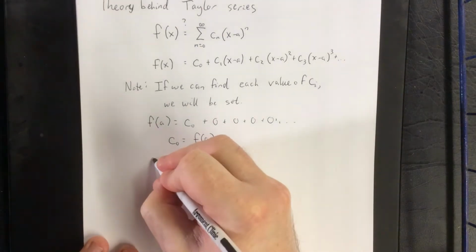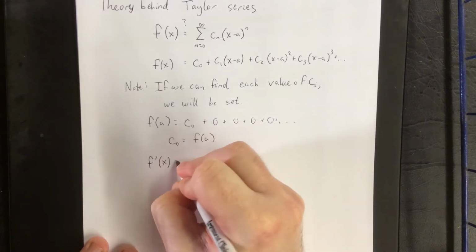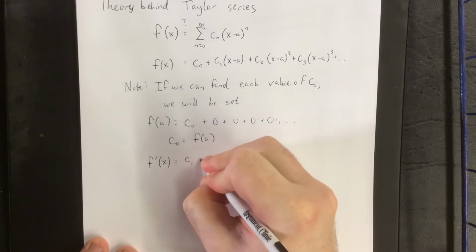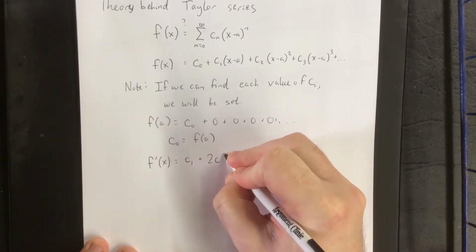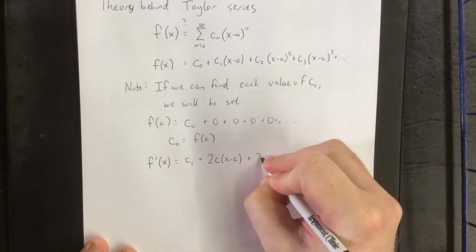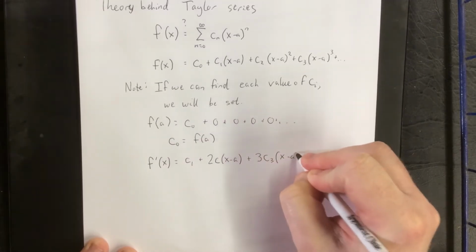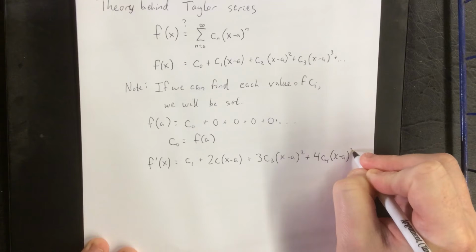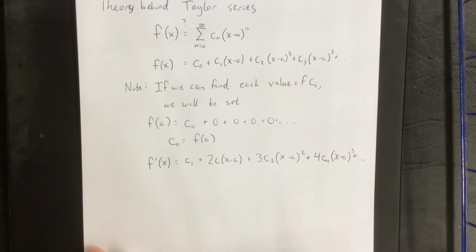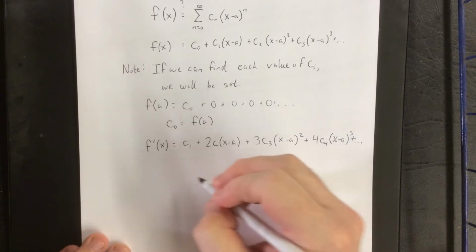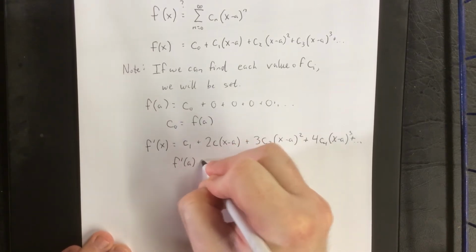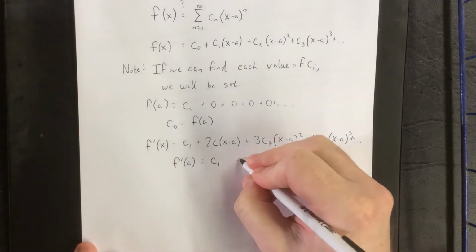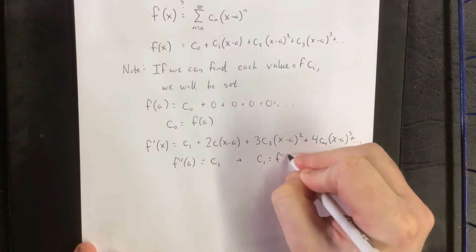If I take one derivative, the constant term is going to go away. The linear term will become the constant term. The quadratic term will become the linear term. The cubic term will become the quadratic term, and so forth and so on. This is simply applying the power rule a whole bunch of times. Now if I plug in x equals a, I'll get that f prime of a is equal to c1. Or, let's rewrite that in the following fashion: c1 is equal to f prime of a.